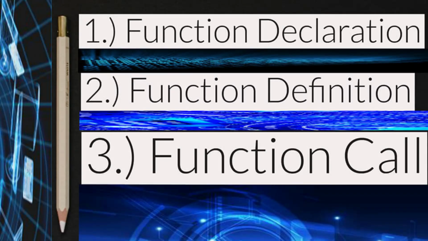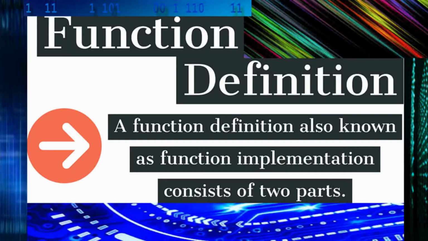Key points about functions in C programming. Function declaration: it is used to declare a function. Function definition: it means to write the code to perform the specific task. Function calling: it means to call the function to execute the function code.